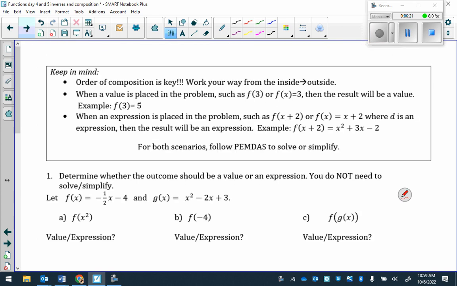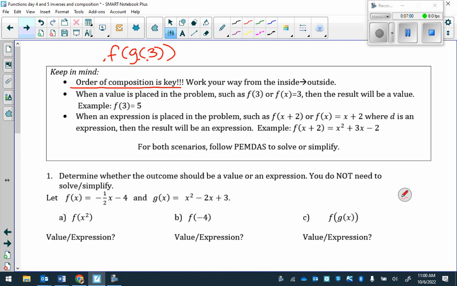So if we go to the next page, order of composition is key. So if I was to give you f of g of 3, you work on g of 3 first, get that value. Once you receive that value, you then plug it into the f function. So you're substituting twice. First inside, get that value, and substitute it to the outside equation. That's what composition is.